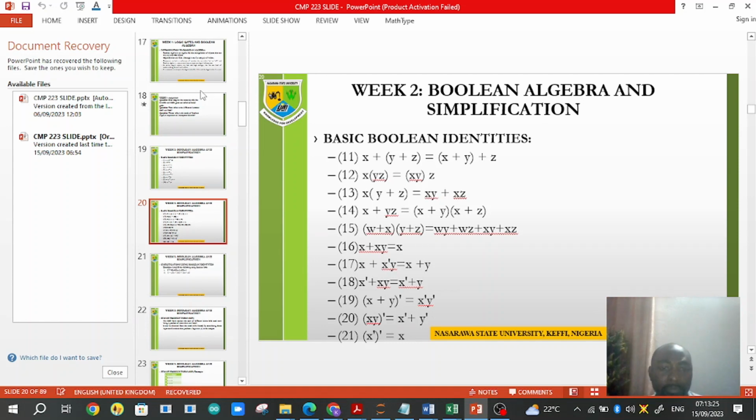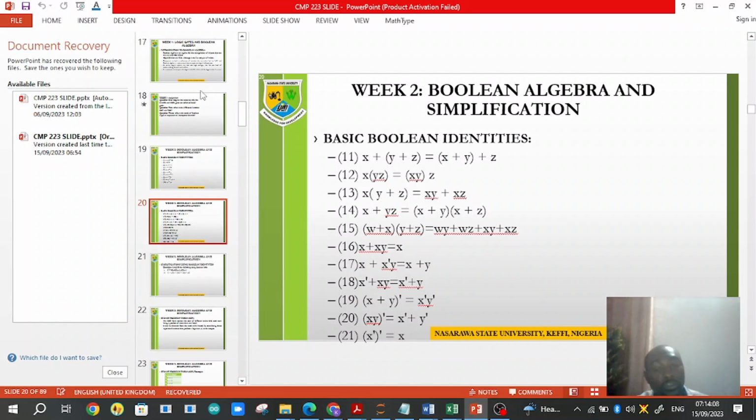Let's try to prove some of them, and then use some of those identities to see how we can simplify those expressions. Remember, as part of the simplification techniques, we are going to begin with simplifying using Boolean identities, and then in the coming week we are going to introduce you to the K-map, the Karnaugh map. We're going to see some simplification techniques using the Karnaugh map, and then in the following week we are going to look at the Quine-McCluskey algorithm, which is also referred to as the tabular method.